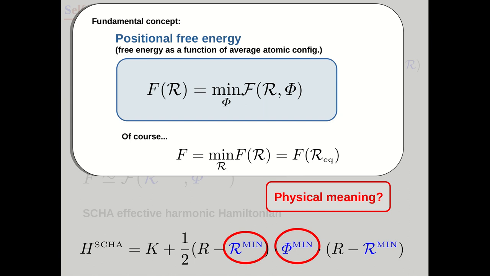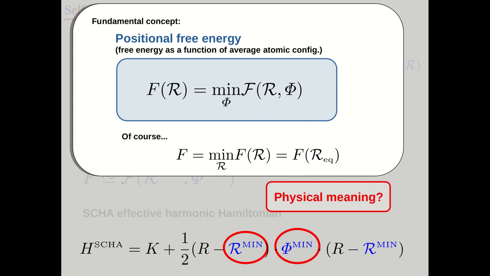Okay, this is the physical meaning of this F of R. And of course, if we leave the ions free to move, then the atoms relax and go to the R of equilibrium, which corresponds to what happens when we minimize the function with respect to both phi and R. So to summarize, more in general we consider the free energy that depends on R, the free energy that depends on the average atomic configuration, which is given by definition by minimizing the free energy function with respect only to phi.